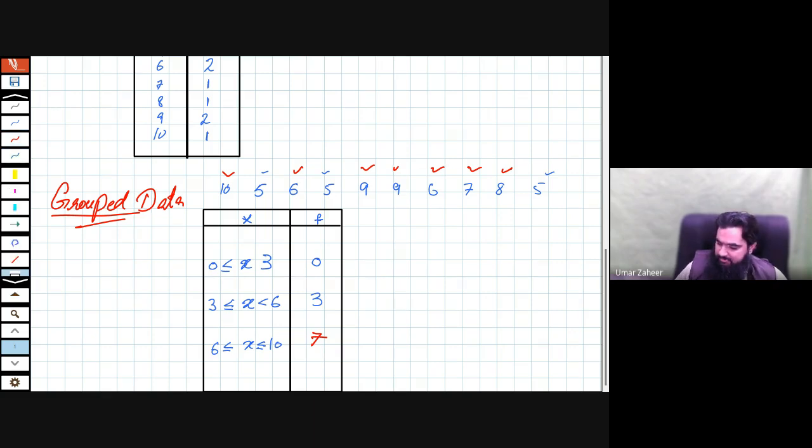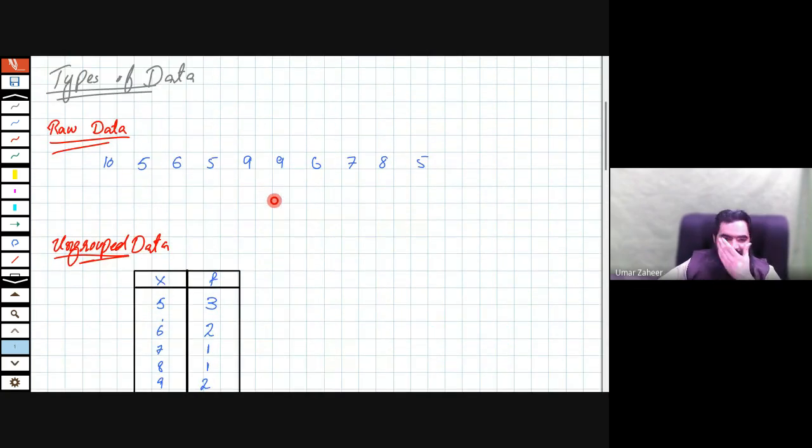Any question up to here? So look at here. I have written the same data in another format, and I'm going to make a group. So this is known as group data. If you have data written in this format, this is known as group data. Any question up to here?